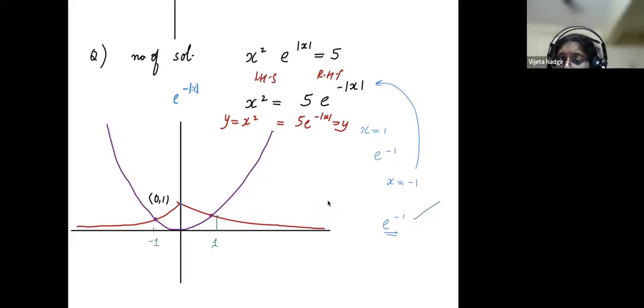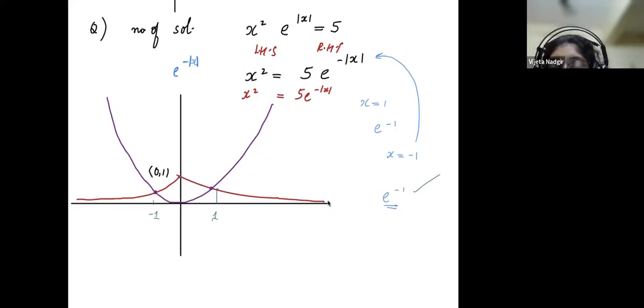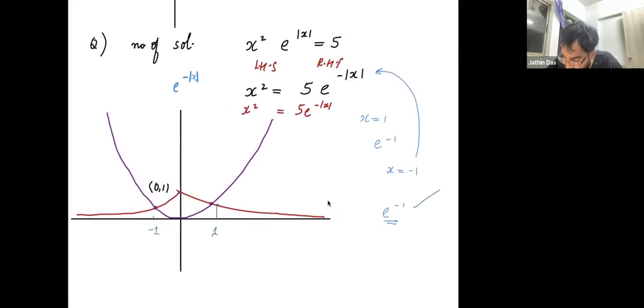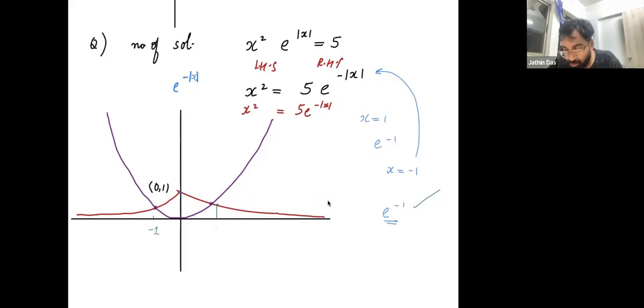But what about that 5? What will happen? That 5 is just a constant, so if I take 1 here, you will get 5 by e. That's all. 5 will just make the graph a little bit smoother and a little bit higher. So it doesn't matter. Here it will not be 0, it will be 0, 5, because if we put x equal to 0, e raised to 0 is 1, so this becomes 5.